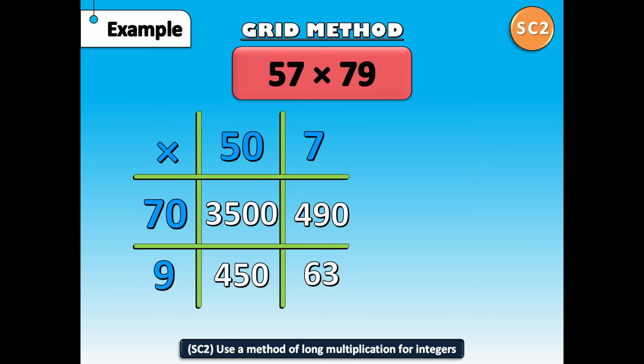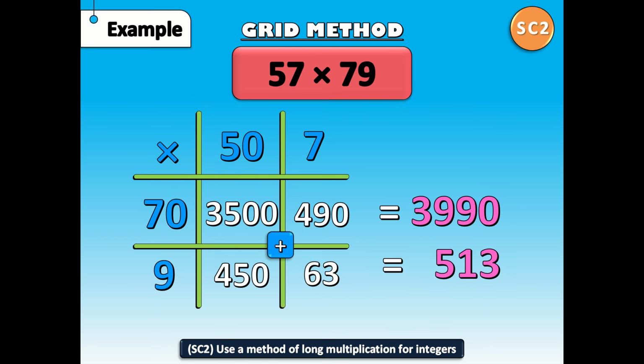I then need to add all these numbers together. So 3,500 plus 490 is 3,990. And 450 plus 63 is 513. Then I add these two numbers together. 0 plus 3 is 3. 9 plus 1 is 10. So 0 down, carry the 1. 1 plus 9 plus 5 is 15. So 5 down, carry the 1. And 1 plus 3 is 4. So again, my answer is 4,503.